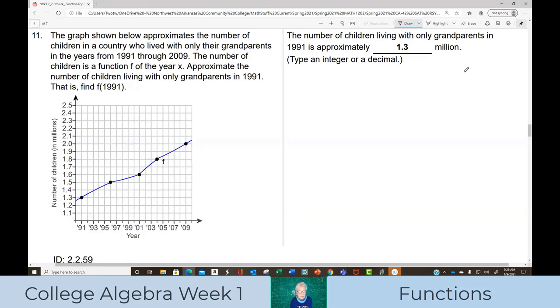Now they're explaining the graph, which you can see. The years are on the bottom, and the number of children in millions is going up the y-axis. The number of children is a function f of the year x. That is, how many kids there are living with grandparents is generally increasing by the year. So in a way, you can say the year causes more children to be living with their grandparents. Not really, but mathematically it would be true. Approximate the number of children living with only grandparents in 1991. All right. Let me make this bigger.